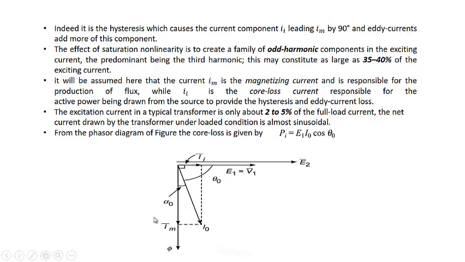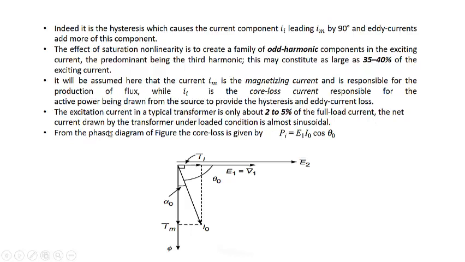As I told you, this Im will be in phase with this flux, while Ii is the core loss current responsible for the active power loss being drawn from the source to provide the hysteresis and eddy current loss, that is this Ii. The excitation current in a typical transformer is only up to 2 to 5%, and in some cases it may be shown as 2 to 6% of the full load current.